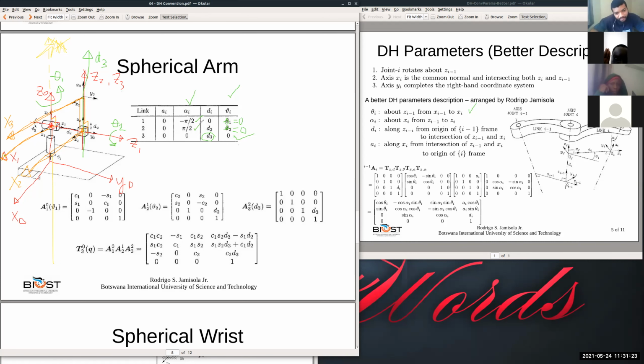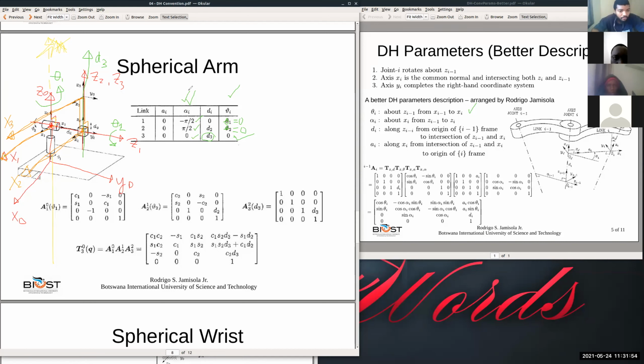Okay, now let's go to alpha 3. So alpha 3 is about X3. Where is X3? X3 is here. About X3, put your thumb there, and then from Z2 to Z3. Well, it's very clear here. Z2 and Z3 are coincident, and there's no rotation. So this is 0. That's correct. So we're done with alpha.